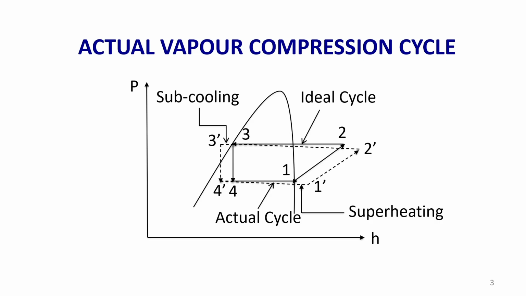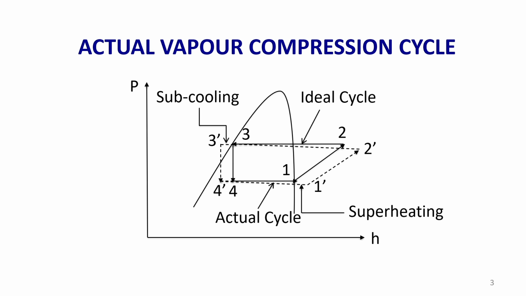So let us see the comparison between the actual and the ideal. The actual cycle is shown in the dotted line, the ideal one is the solid line. The ideal one we know: 1 to 2, then 2 to 3 is constant pressure or constant temperature. This is a pH diagram, so it is a constant pressure line, and the same process will be a constant temperature line on a TS diagram. So 2 to 3 is the condensation process, then 3 to 4 is an isenthalpic process in the expansion device, and 4 to 1 is constant pressure heat addition, that is evaporation.